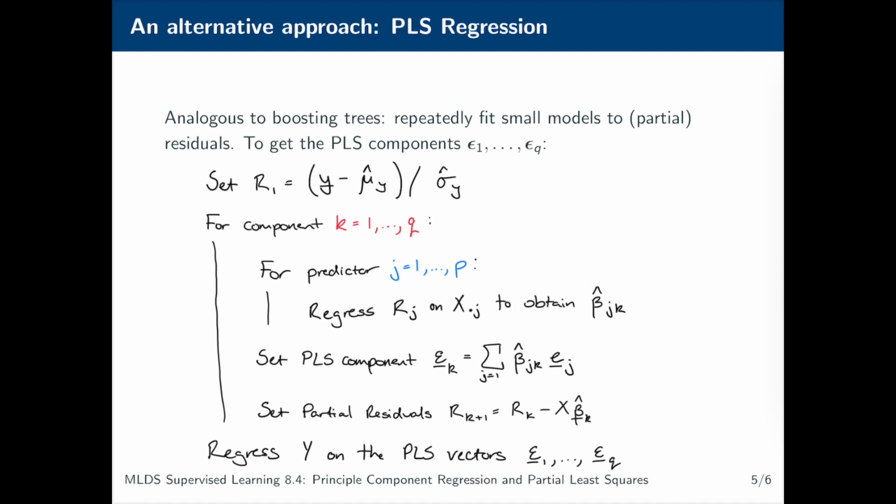What this is going to mean is that our partial least squares component is pointing in the direction in predictor space which has the strongest linear association with our current residual values. We're then going to update these residual values by taking off our estimated linear model, and then repeat this process q times to get q vectors which at each stage point in the direction of the greatest residual variability. This gives us q vectors overall, epsilon 1 through epsilon q, which we can then use to fit a regression model of y on each of these constructed covariates.